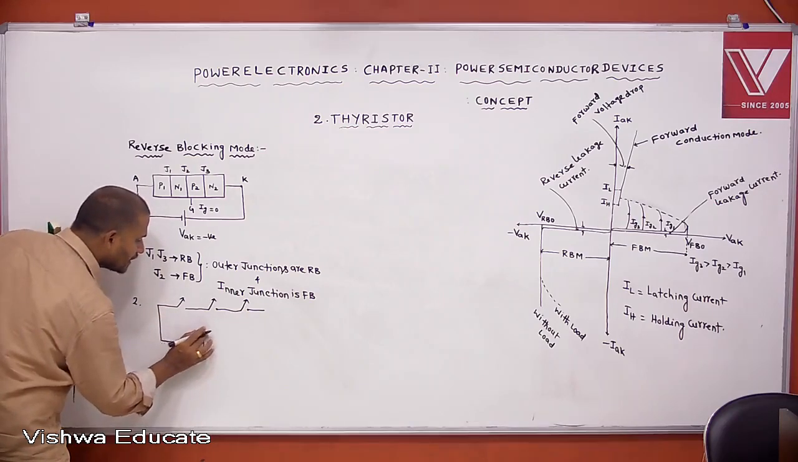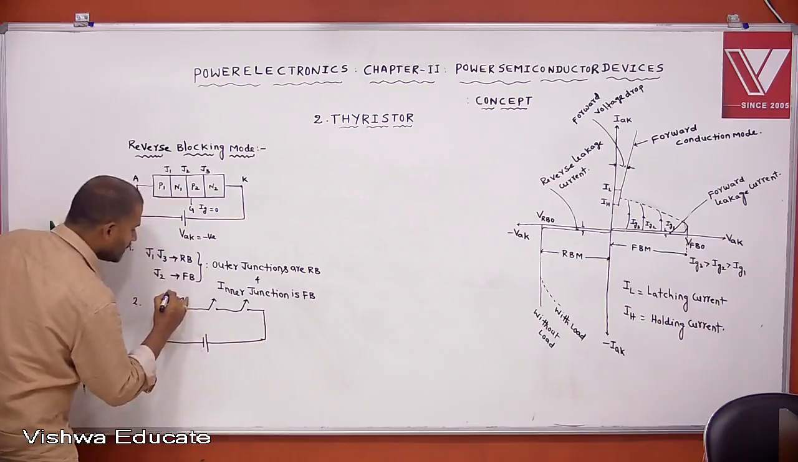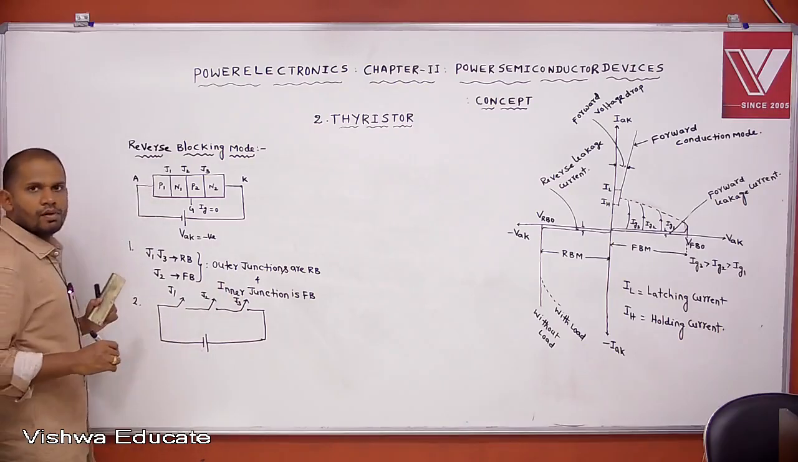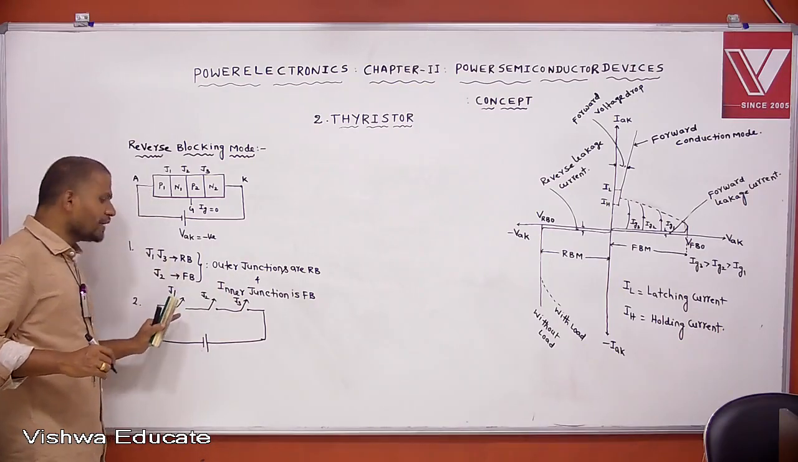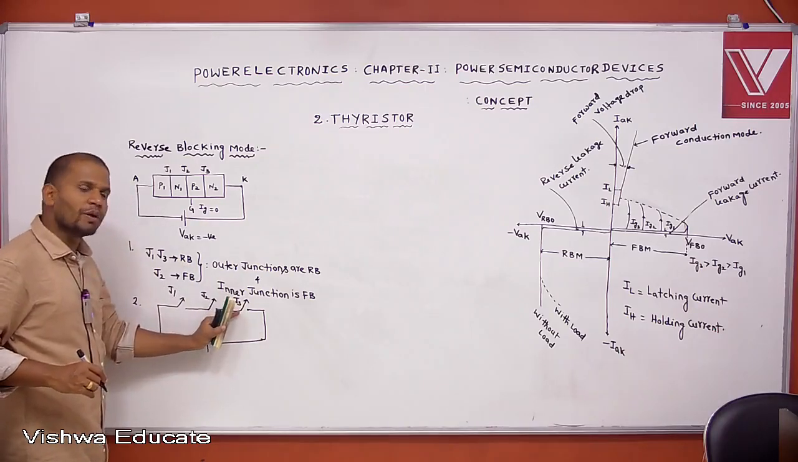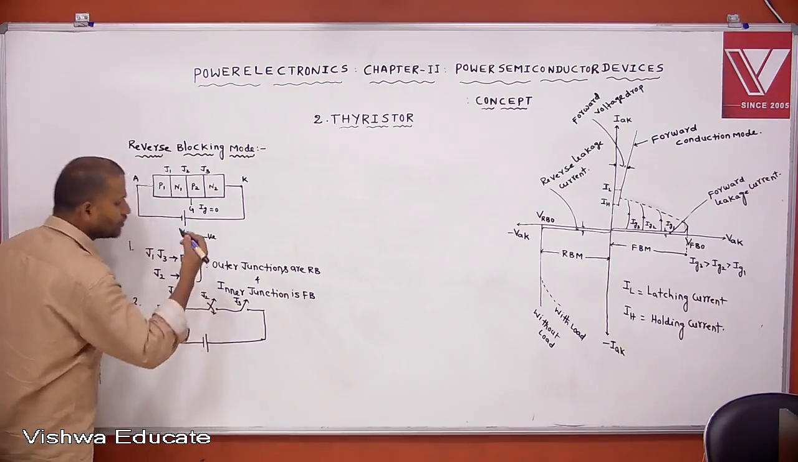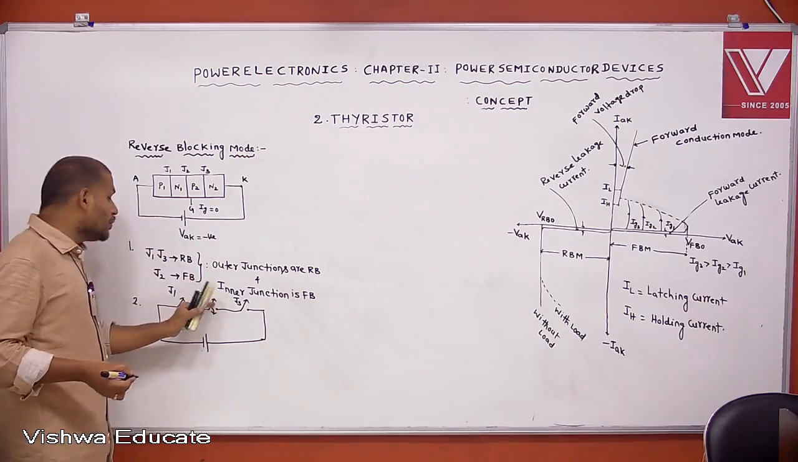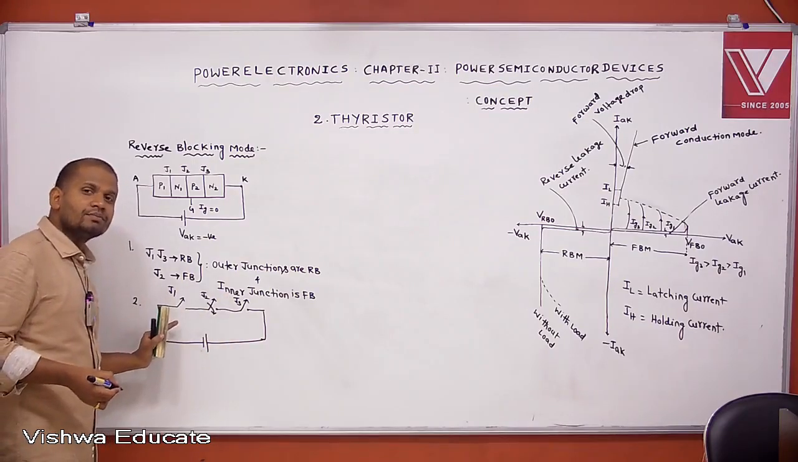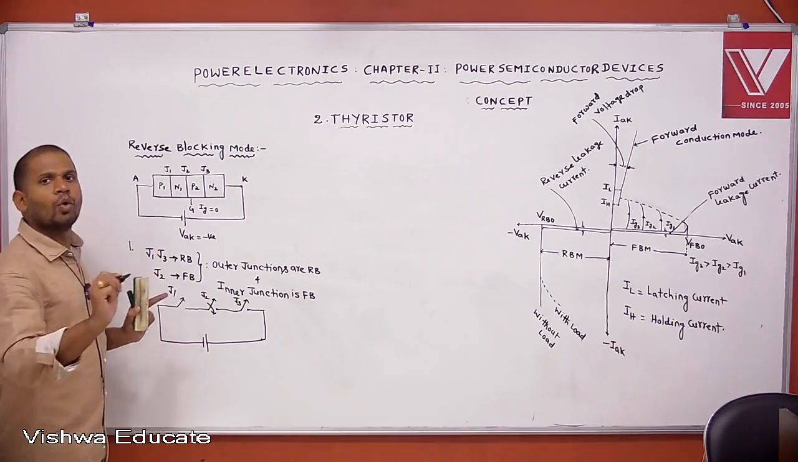It is under which condition? Reverse blocking mode. This is J1, this is J2, this is J3. J1 is forward bias or reverse bias? Reverse bias means open switch. J3 is forward bias or reverse bias? Reverse bias means open switch. J2 is forward bias or reverse bias? Forward bias. That means J2 is a closed switch. But even though J2 is closed, J1 and J3 are still open. Hence, under reverse blocking mode, SCR acts as an open switch.